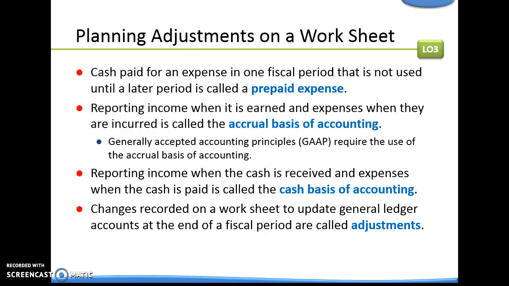Reporting income when the cash is received and expenses when the cash is paid is called the cash basis of accounting. Changes recorded on a worksheet to update general ledger accounts at the end of a fiscal period are called adjustments.